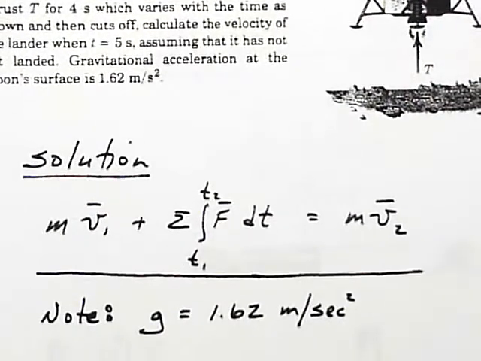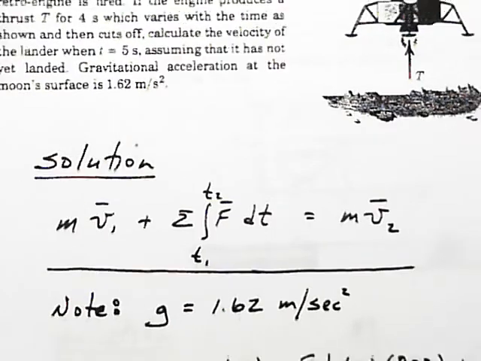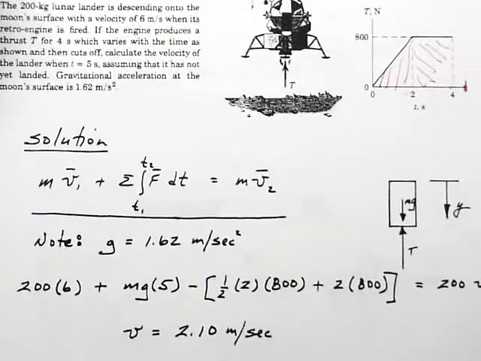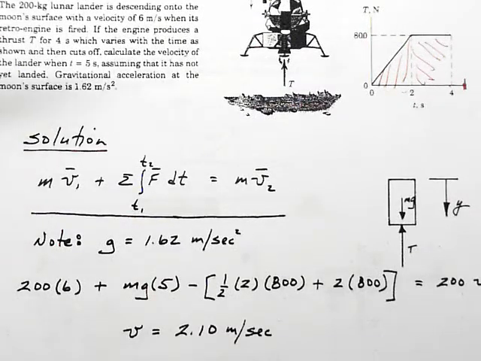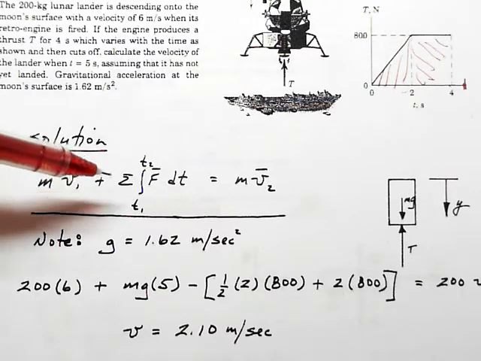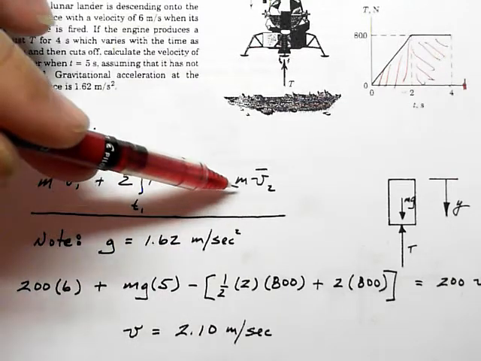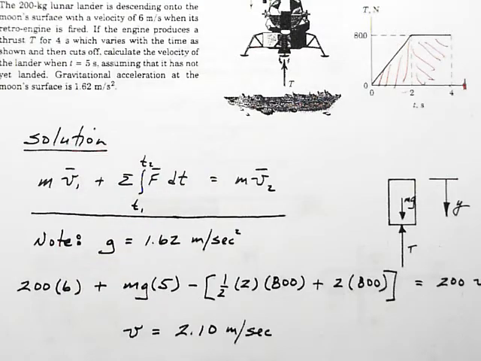And so our solution to this problem, let me zoom out a bit so that I don't forget to move it around. Our solution to this problem is going to use our standard equation for the chapter, and we only have one particle to deal with. So the mass of the lander times its starting velocity plus any impulse vectors that occur is equal to the final mass times the final velocity of the lander.